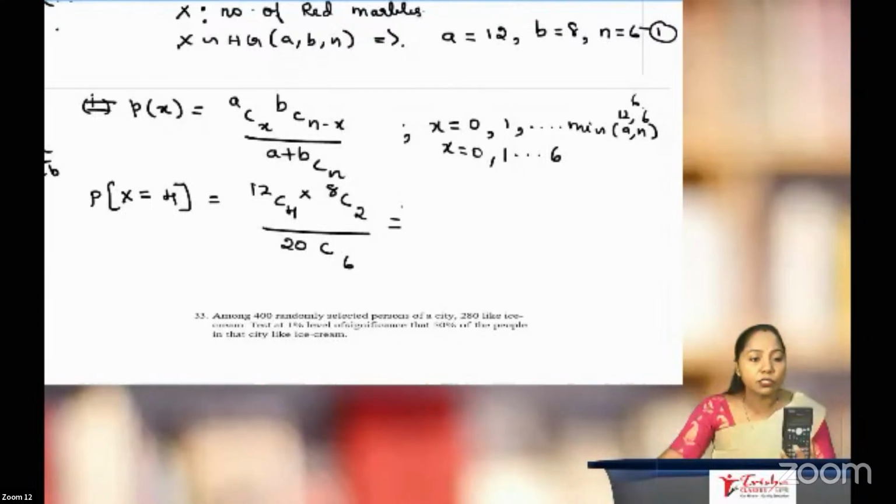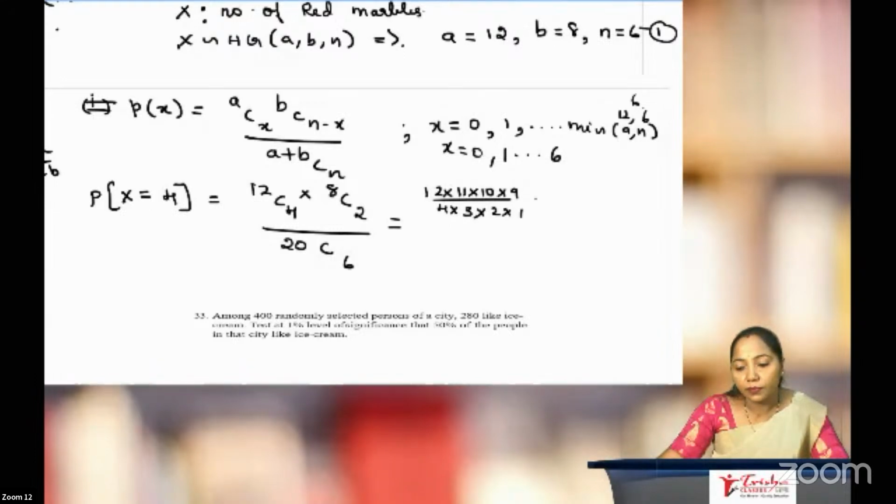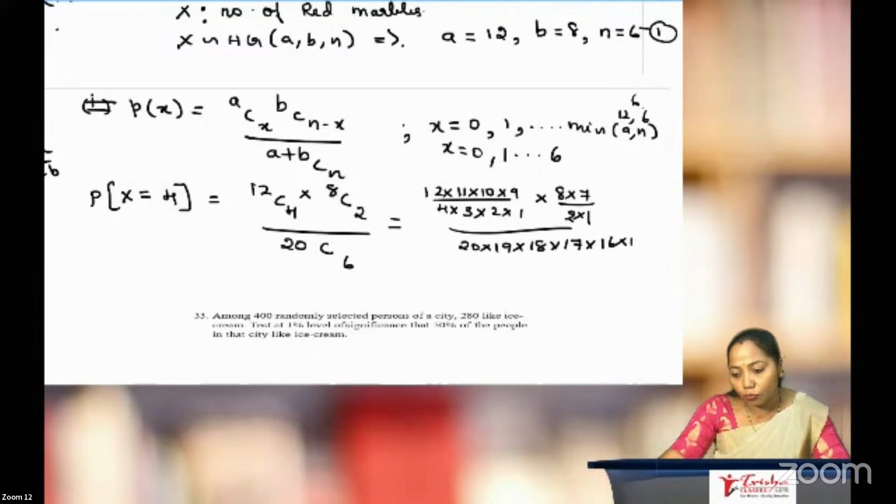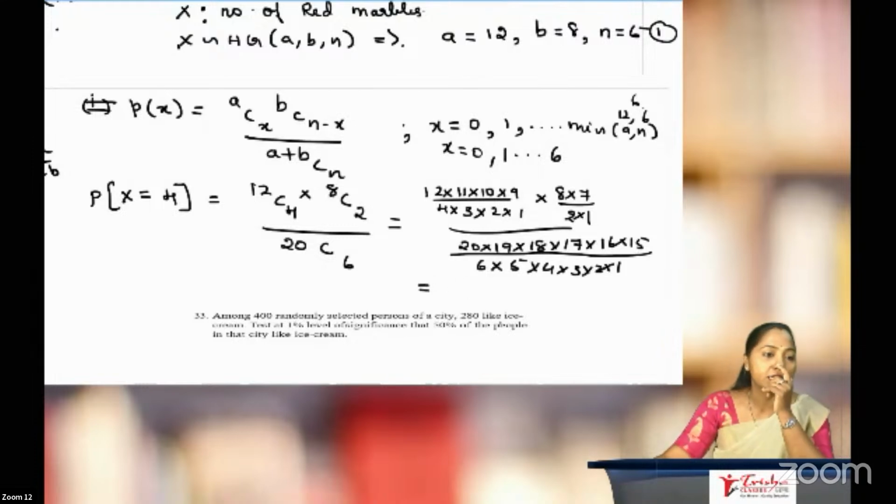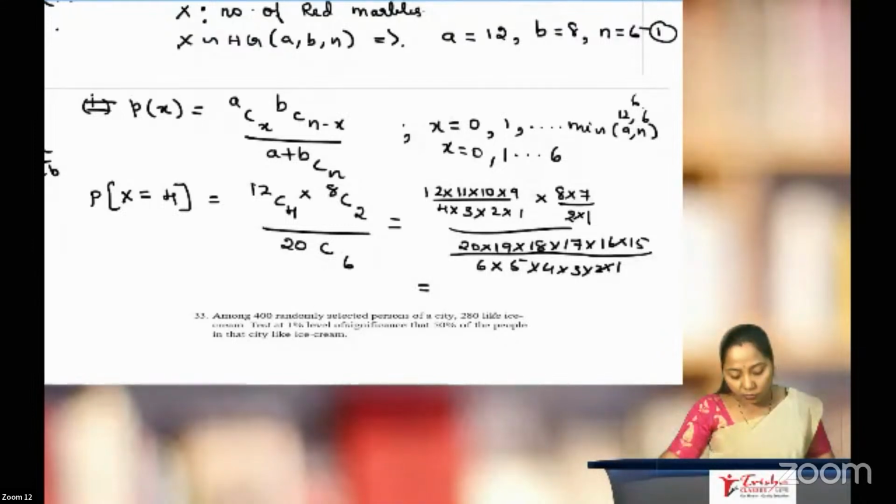Either you can use a scientific calculator for 12C4, or split and write. 12C4 can be written as 12 into 11 into 10 into 9 divided by 4 into 3 into 2 into 1, or 4 factorial. 8C2 will be 8 into 7 by 2 into 1. 20C6 will be 20 into 19 into 18 into 17 into 16 into 15 divided by 6 factorial, that is 6 into 5 into 4 into 3 into 2 into 1. So simplify and find the probability. Can you give me the answer? 12C4 into 8C2 divided by 20C6. Yes, 0.3576 is the answer.